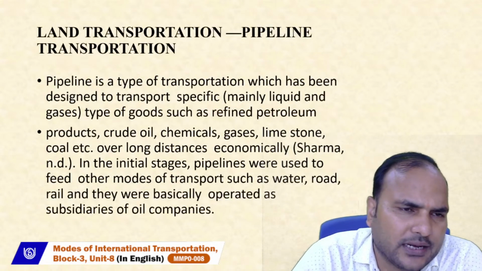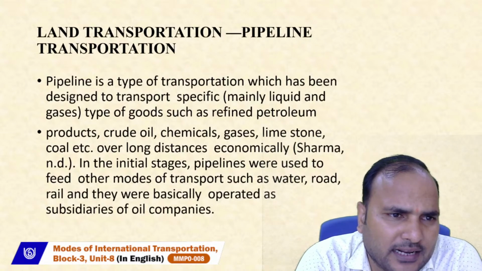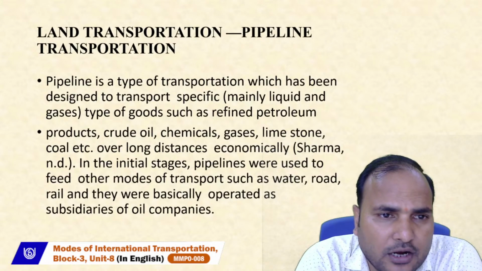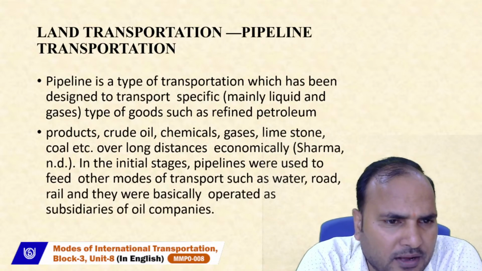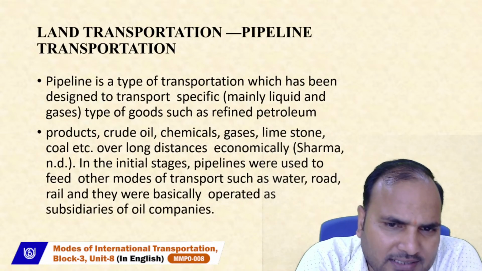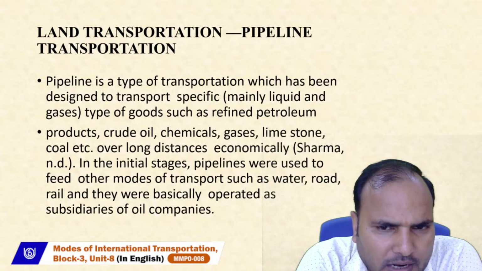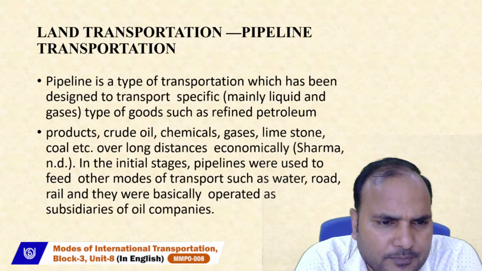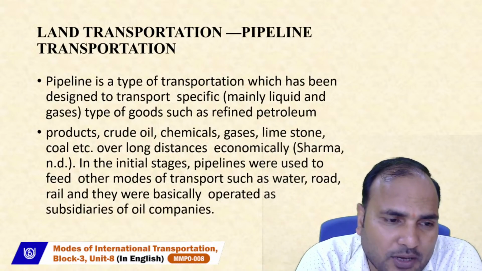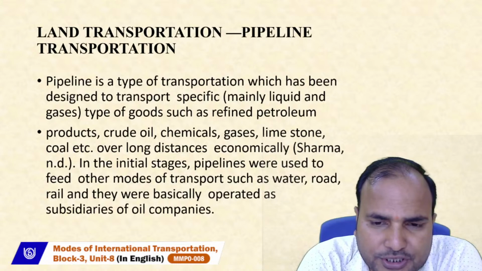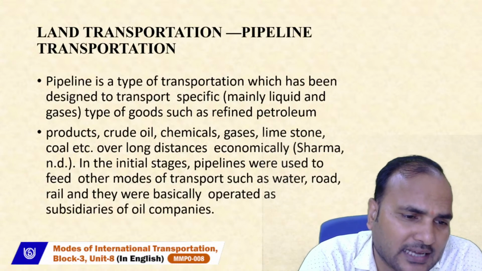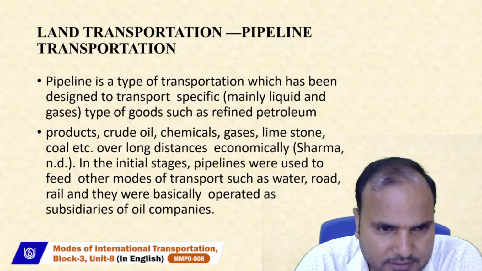And the last part is pipeline transportation. It is a type of transportation designed to transport specific types of goods such as refined petroleum products, crude oils, chemicals, gases, limestone, coal, etc., for long distances economically. In the initial stage, pipelines were used to feed other modes of transport such as water, road, and rail, and they were basically operated as subsidiaries of oil companies.